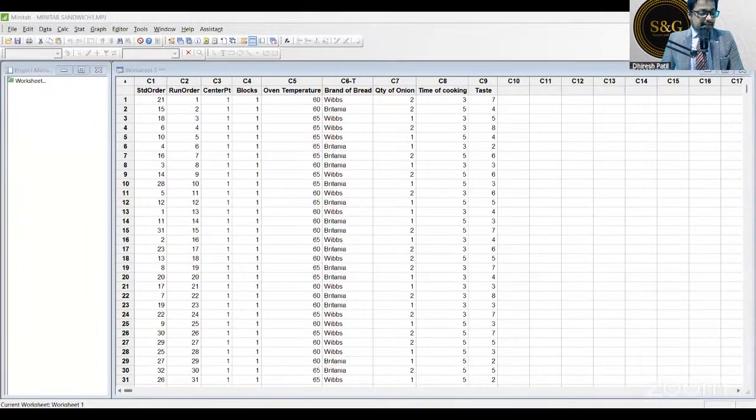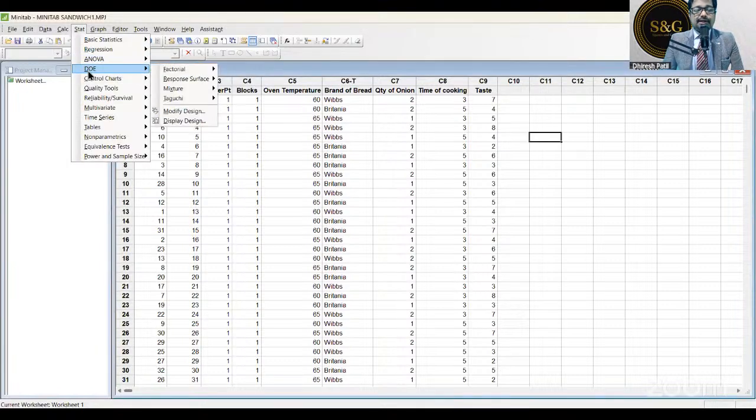Okay, so let's open the same file of the sandwich. Once the data has been captured in the experiment, after you run all the experiments, you capture the data and then you start analyzing the data. So how do you analyze?